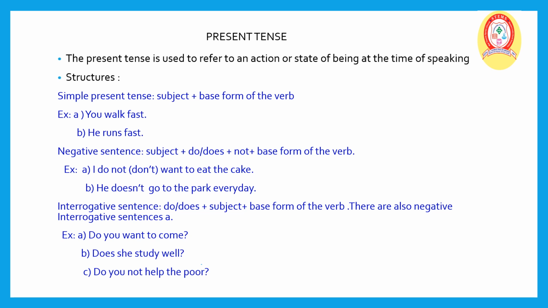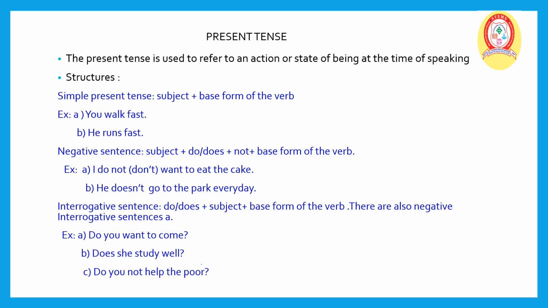So the subject here, he does not go to the park, means he does not go to the park every day. Interrogative sentence. How do you write an interrogative sentence? What is an interrogative sentence? A question-based sentence. You have to form a question. Do or does plus subject plus base form of the verb.